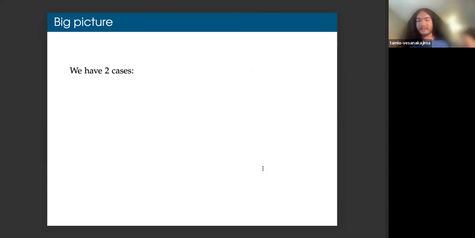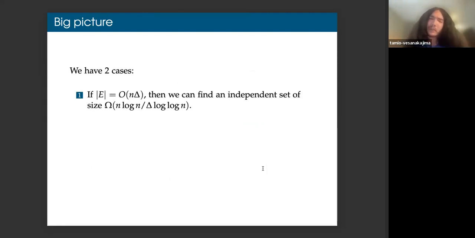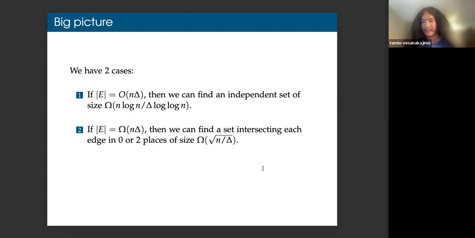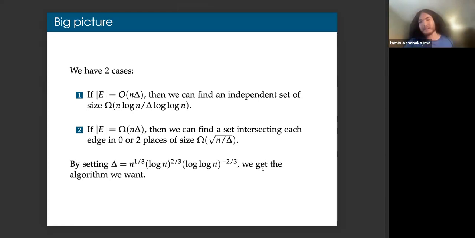How are we going to actually find these sets? Well, we have two cases, and it really depends on the density of the graph. If I have at most O of n times delta edges, and this delta is a parameter that we're going to fix later on so as to optimize our algorithm, then if you think about it, I have a sparse hypergraph. It should be easy to find an independent set, and it is. We can find an independent set of size n log n over delta log n. If, on the other hand, I have asymptotically more than n times delta edges, it turns out, and this is, I think, the more interesting side, you can find a set that intersects each edge in 0 or 2 positions, which was the other case. This is the case where we color with a small color. Then, setting delta properly, basically to make these two expressions equal, we get exactly the result we want. We get the minimum number of colors that we want.